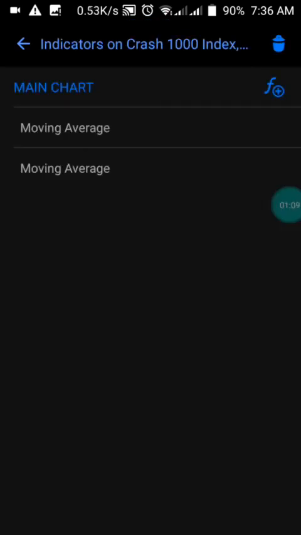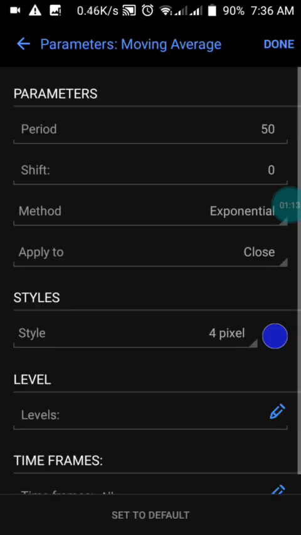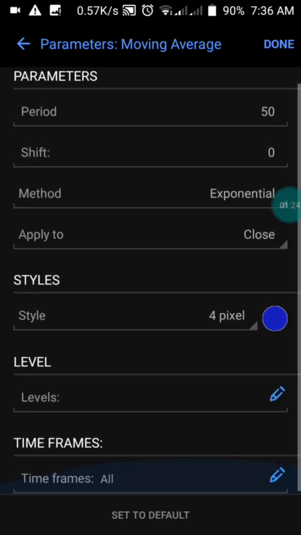The settings of this strategy are a combination of two moving averages. The first moving average has a period of 50. Our shift is 0. We have our method to be exponential, we apply to close, and we have blue as the first color here. We have no level. Then you press on done.